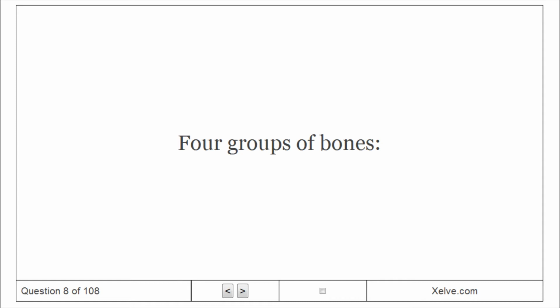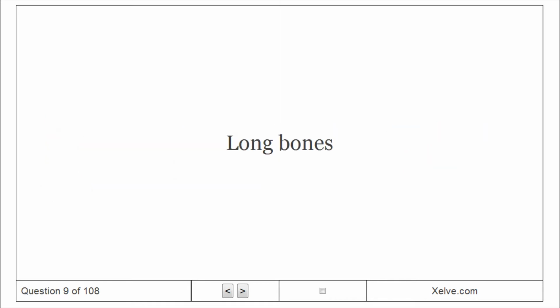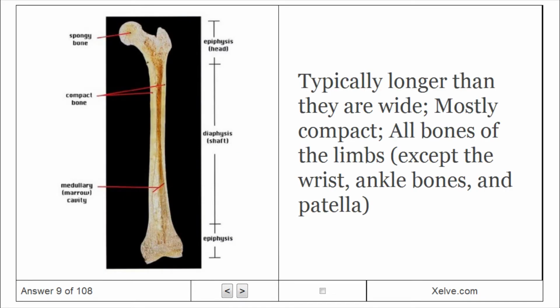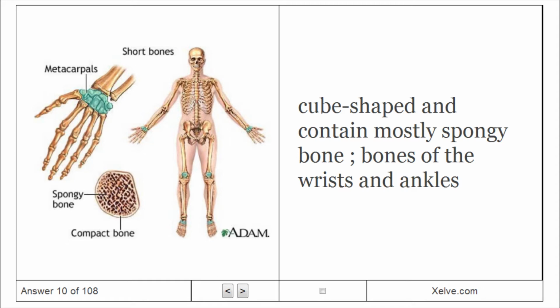Four groups of bones: long, flat, short, irregular. Long bones are typically longer than they are wide, mostly compact; all bones of the limbs, except the wrist, ankle bones, and patella. Short bones are cube-shaped and contain mostly spongy bone: the bones of the wrists and ankles.